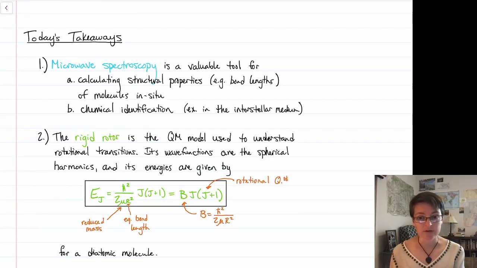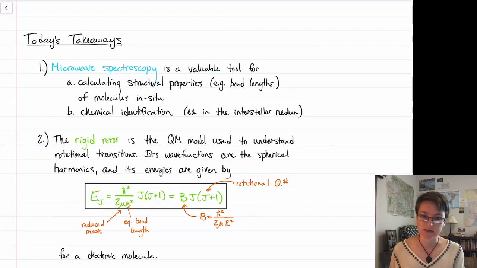A second takeaway is that in order to understand rotational transitions, the rigid rotor is an approximate but very useful model of how molecules rotate without necessarily changing their bond lengths. That's the approximation bit, since we know that real molecules vibrate a little bit. Based on that rigid rotor model, the wave functions are the spherical harmonics, and the energies are given by a fairly simple expression that takes into account the reduced mass and equilibrium bond length of the molecule, along with our quantum number for rotation, J.